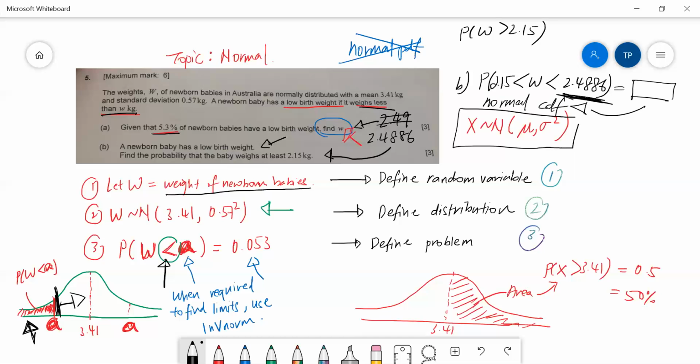Okay, but what about binomial CDF PDF? Is that just binomial distribution? Exactly. That's why the first thing that I asked was, remember, right? That's why identifying the topic is very important.